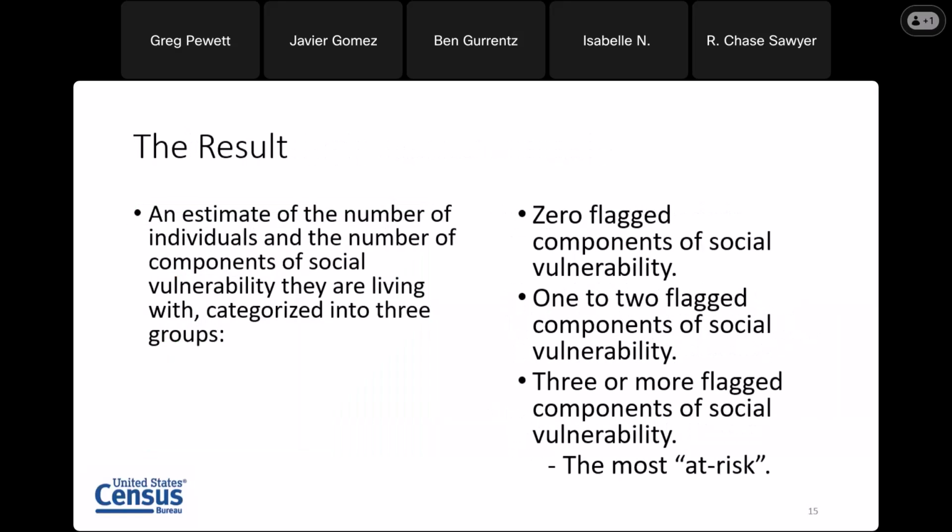The result is an estimate of the number of individuals and the number of components of social vulnerability that they are living with, categorized into three groups: 0 flag components of social vulnerability, 1 to 2 flag components of social vulnerability, 3 or more flag components of social vulnerability, the most at risk. Estimates from the CRE are available at the national, state, county, and tract levels.